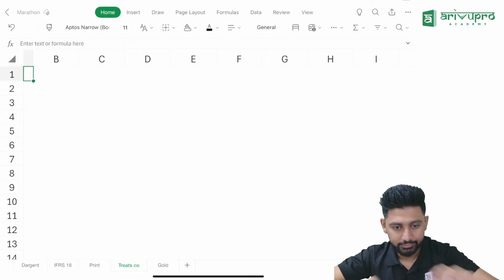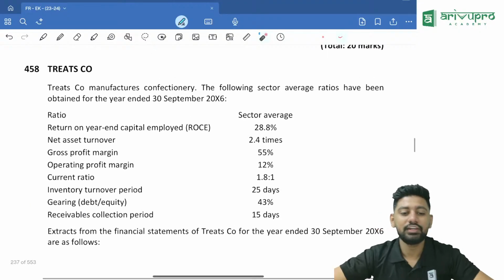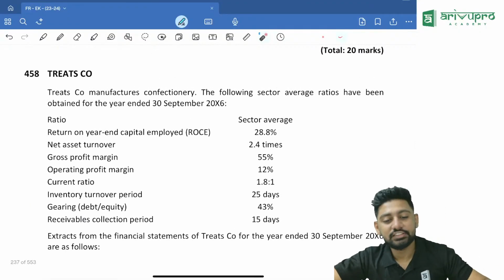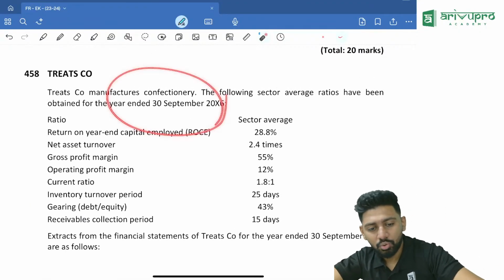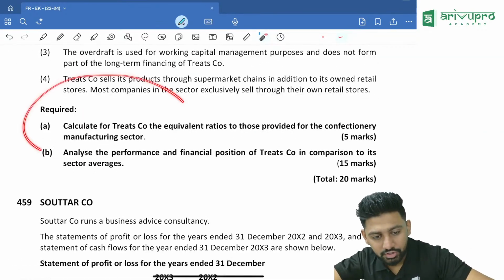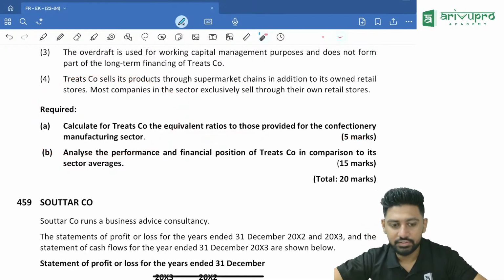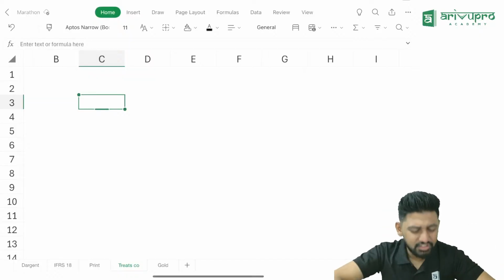Okay, brilliant. Now, coming back, what do we have? We've got Treats Co, which manufactures confectionery. But guys, you know by now very simply what is happening. Calculate Treats Co's equivalent ratios to those provided for the confectionery manufacturing sector. So ratio calculation is very simple.